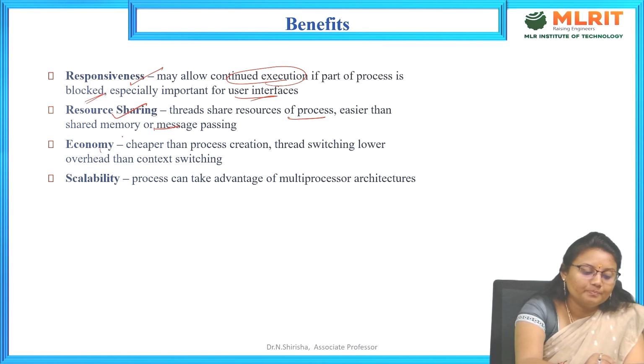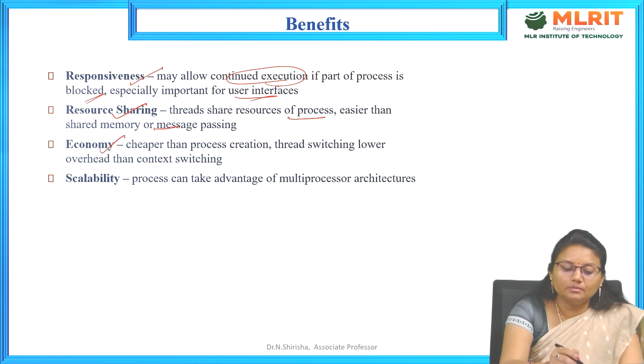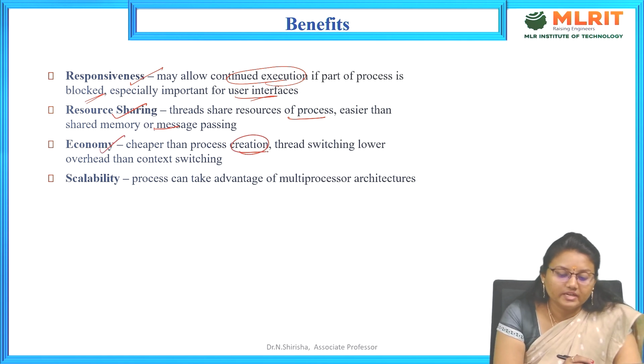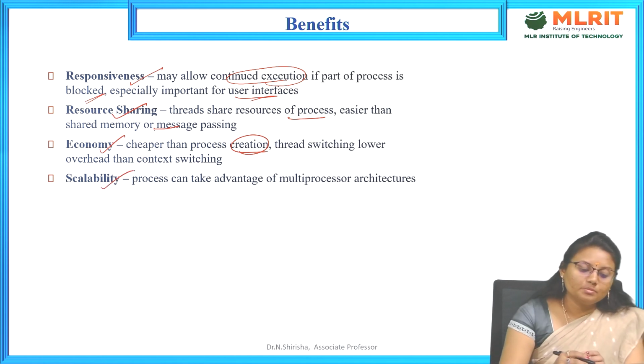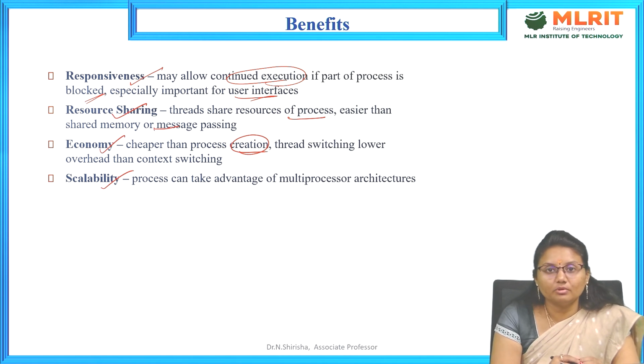And economy. When you use a thread, it is cheaper than process creation. Thread switching has lower overhead than context switching. Thread switching means switching from one thread to another, which you can do very easily because a thread is a lightweight process. As thread switching has very low overhead, we call the execution of a thread a lightweight process. Scalability: a process can take advantage of multiprocessor architecture.